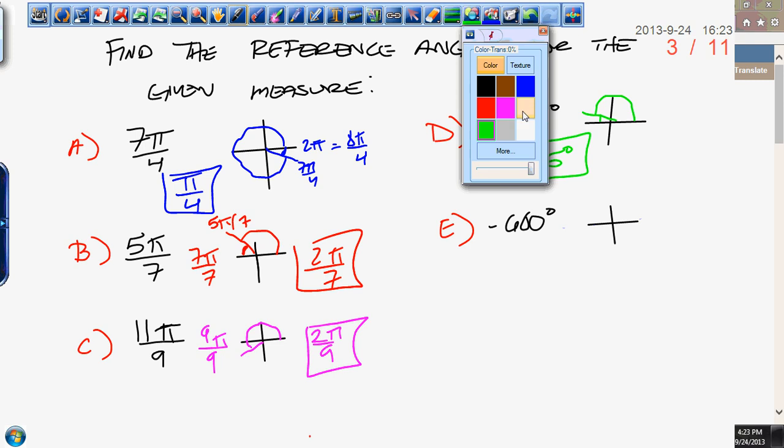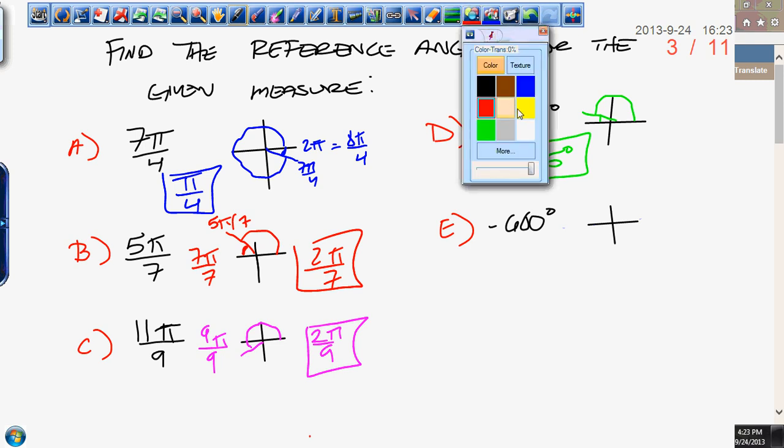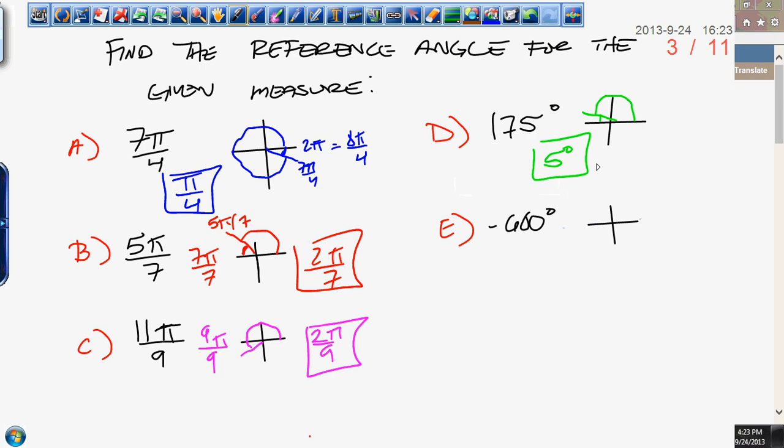And then my last one here, pick a color I haven't used yet. Let's go brown. Negative means to go the other way, right? So that would be negative 360. We're adding 90, so that would be negative 450 if I went down there. This would be negative 540, so I'm still not at negative 600.